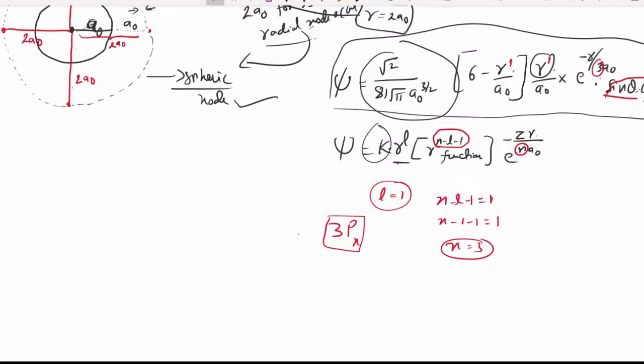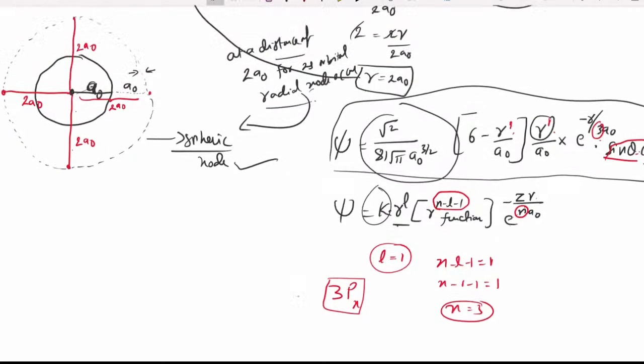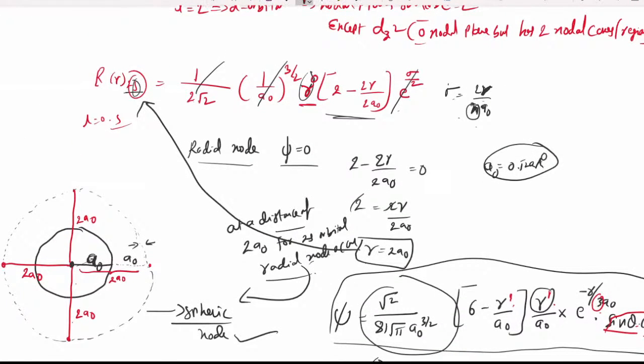Sir, if phi is equal to 0, then it will be an angular node, no? Psi is equal to 0. Sir, but in a previous question you have written it is a radial node. Where? Sir, above on this page. Okay, tell me. Sir, here the radial node is where psi is equal to 0, not phi. Okay, sir, I misunderstood.